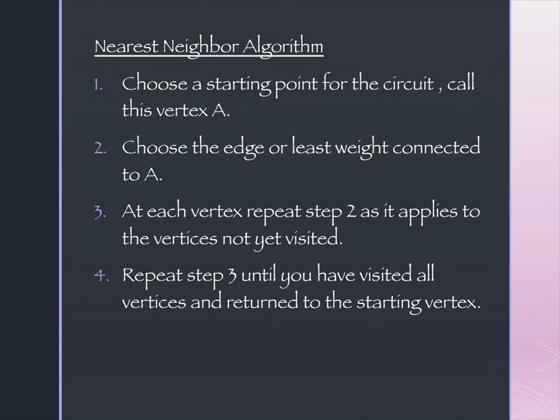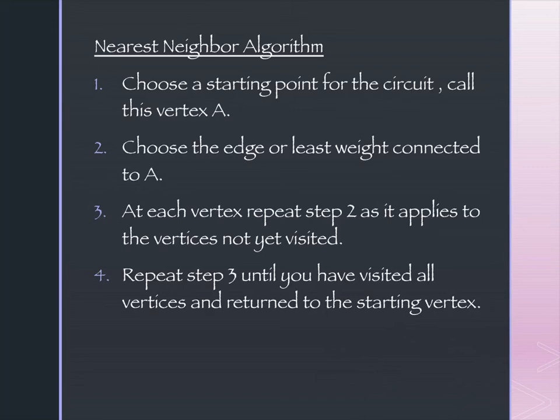So for the nearest neighbor algorithm, we choose a starting point, unless we're given a starting point, of course. Call it A or whatever. And you choose the edge that's the least weight connected to that vertex that you start with. So of all the different edges, you have the option of, you pick the one that's the smallest number. Okay? And then once you get to that vertex, you do the same thing again.